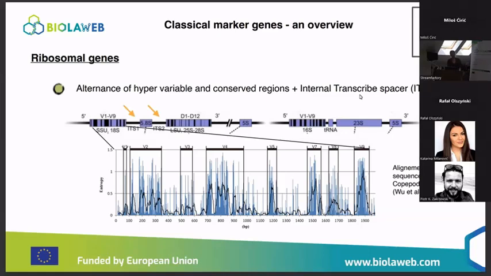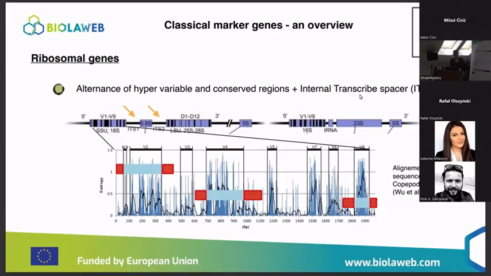Also, as they are organized in an operon, you can find internal transcribed spacers that are present between 2 genes. And those regions are not coding. That's why they can also be hypervariable. They are hypervariable and can be used in a metabarcoding study as well. So it is then easy to design and find barcodes in the 18S, in the ribosomal genes.